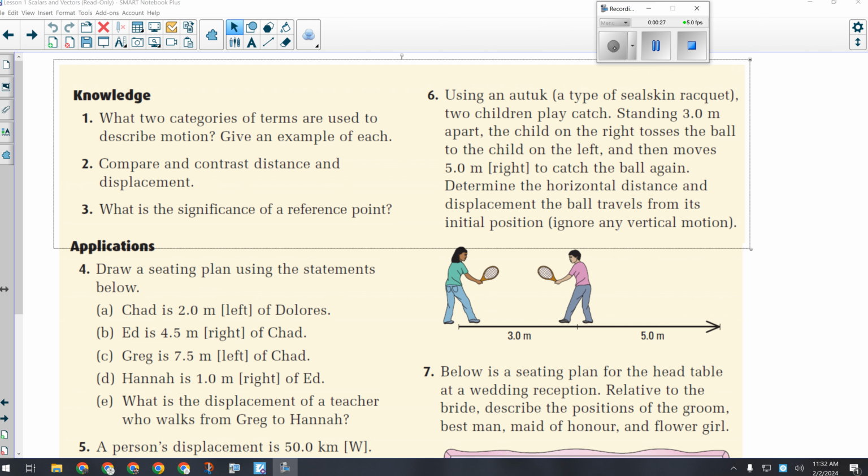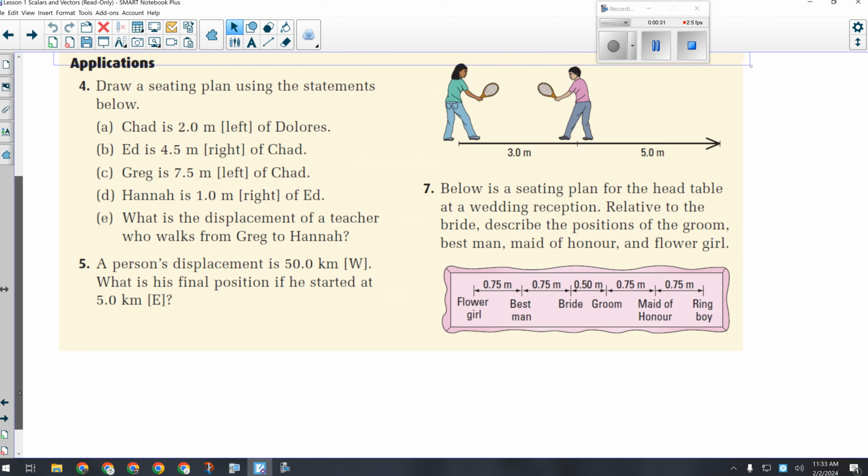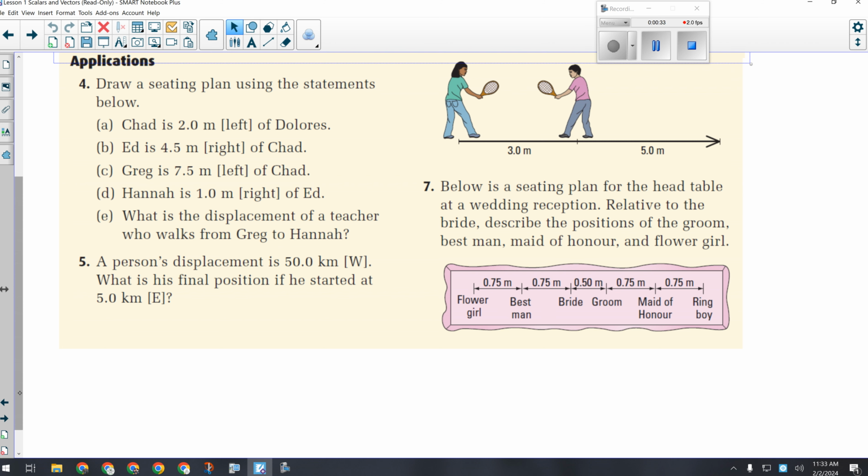All right? So if we're going to do this, we're going to start out with the first thing they tell us, which is that Chad is 2 meters to the left of Dolores. Do I know where Dolores is? I don't. But I know Chad is 2 meters to the left of her. So I'm just going to put Dolores right there, and then I'm going to put Chad 2 meters to her left.